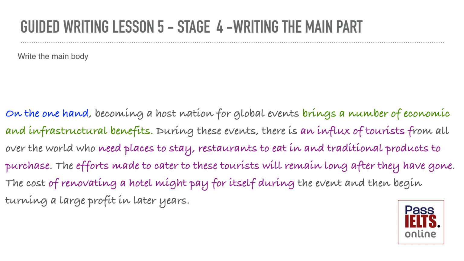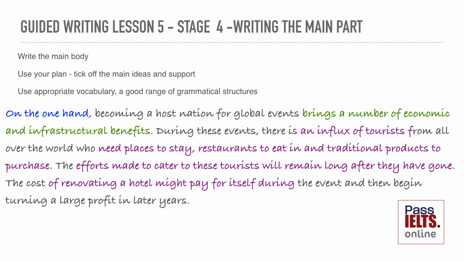Now we're going to look at how to write the main body. All you have to do here, and all I've done here, is to use my plan as a template or foundation for writing the paragraphs. I start with a linking word, such as firstly or on the one hand, and then I put my main idea from my plan into a sentence using the best vocabulary I can. I then support my main idea or my topic sentence with various reasons which are highlighted in purple.